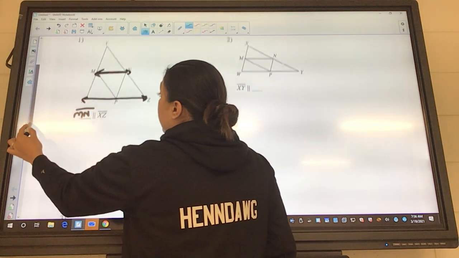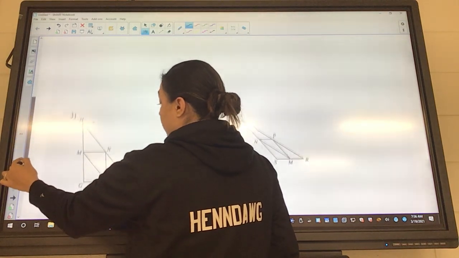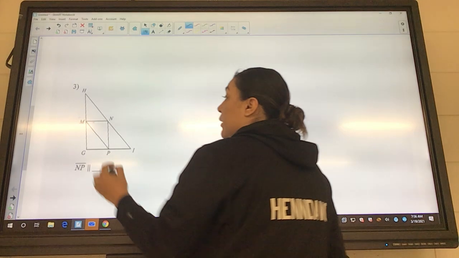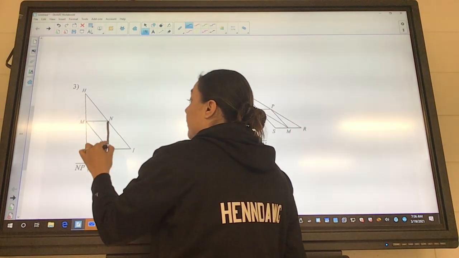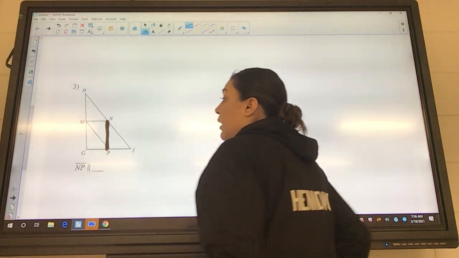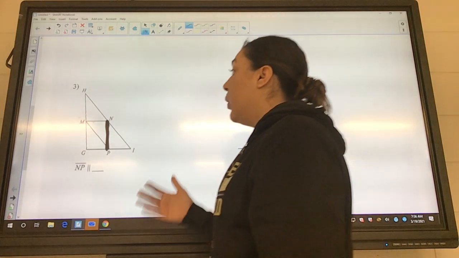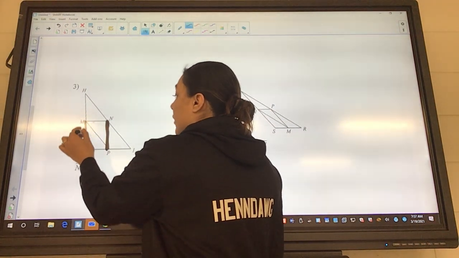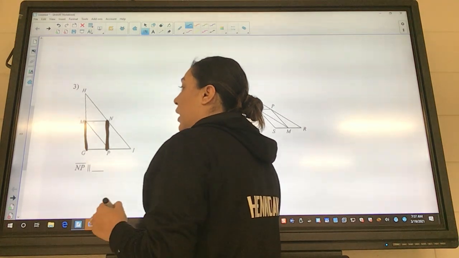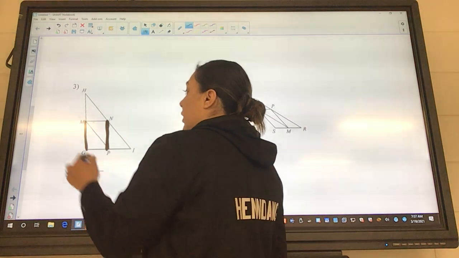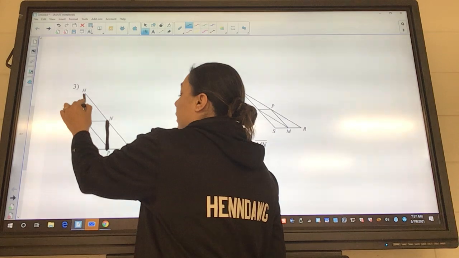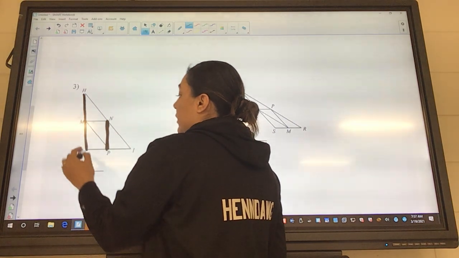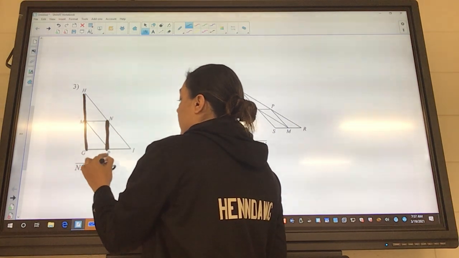And so the next one, 3, you got NP. Okay, well here's NP. And so we need another line that's gonna be going up and down. However, it's always gotta be longer. So like you can see that MG is also parallel, but that's not the segment that we're looking for. It should always be bigger or smaller, half the size. And so this one is gonna be HG, segment HG.